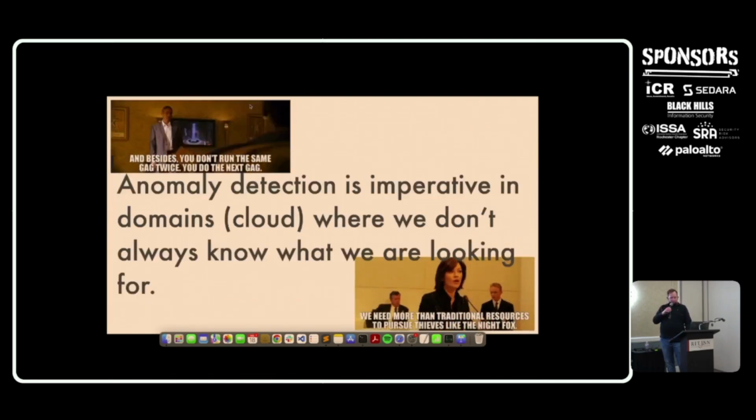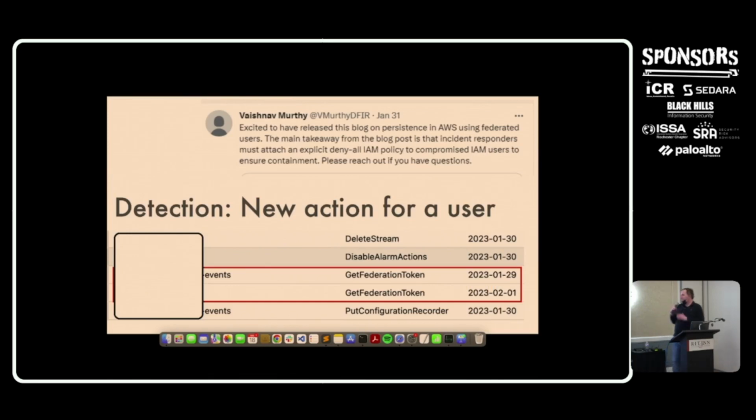And possibly the best example so far is a persistence method that was just recently being talked about. There was research published last month on an obscure method called get federation token, where you can create a federated user, and that federated user will survive and continue to function even if the original user that created it is disabled.